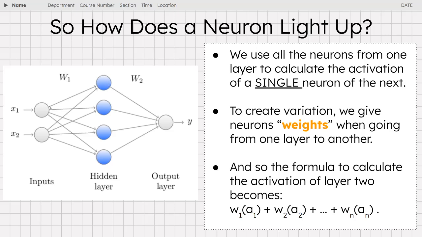So, for example, for this neuron, going from here to here is 0.7, from here to here 0.8, from here to here 0.9, from here 0.3. We give each of the links a different weight, and so the formula becomes weight 1 times activation 1 plus weight 2 times activation 2, and so on. We repeat the same process for all of the nodes in the first layer to the second layer.